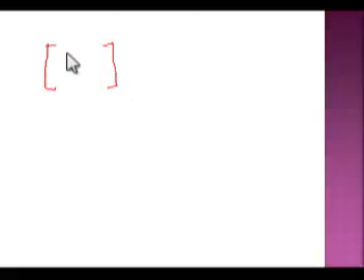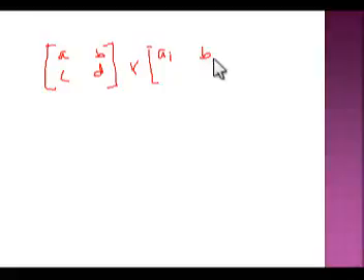Let's say this is A, B in the first row, C, D in the second row. How can this be multiplied with another matrix? Let's say A1, B1 in the first row, C1, D1 in the second row. Two rows, two columns. How can we multiply? There is a certain rule.